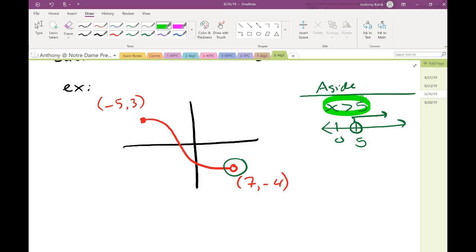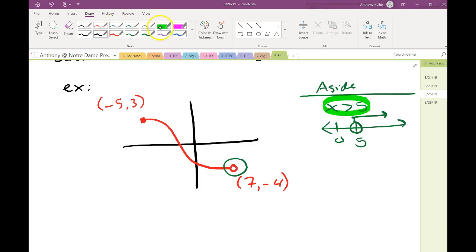The open circle here on this graph is the same thing. It's telling us that the point (7, -4), where the graph ends, is not actually part of the graph. It ends at the first point to the left of that. Now we can't write that down, because in this case it would be 7.0000000, as many zeros as you want to write, and then a 1, right? You get that idea? Okay.